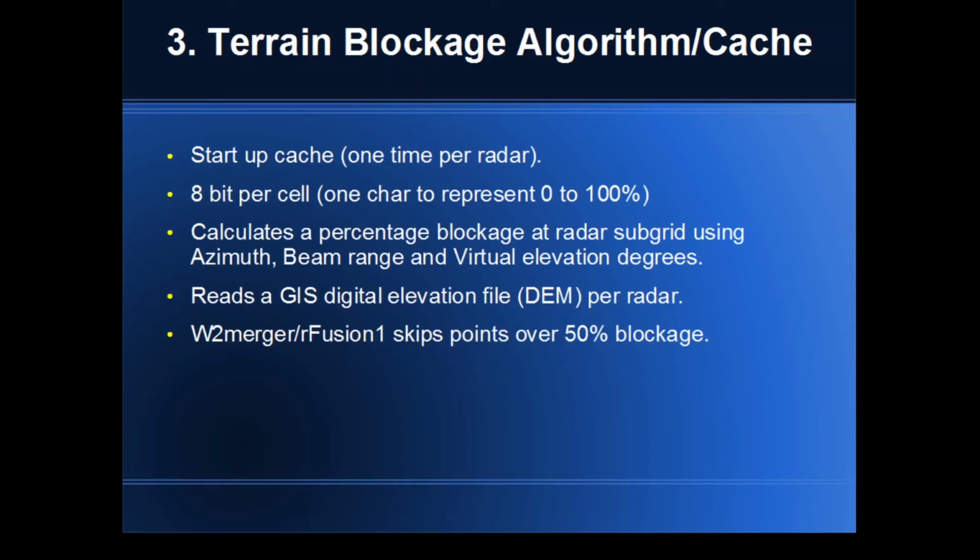The terrain in W2merger and the fusion algorithms skip points where the terrain blockage is over 50%, which helps cut down on computations at lower elevations. Our QC algorithm applies terrain filtering for windmills, etc., so I suspect we've always used terrain in merger just to reduce the number of point calculations, but we do have this value and we can use it as we want.